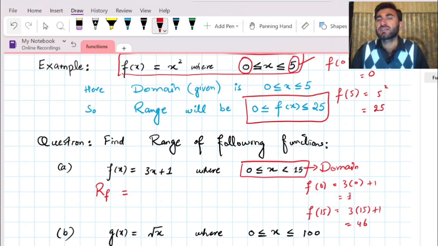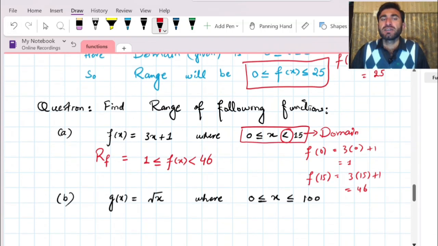So those are the two terminal values, and it will be written as 1 less than or equal to, the function was f of x, and then it was only less than, right? That is why it will be written only less than, and its value is 46. So that is the range of the function given above, subjected to the given domain.